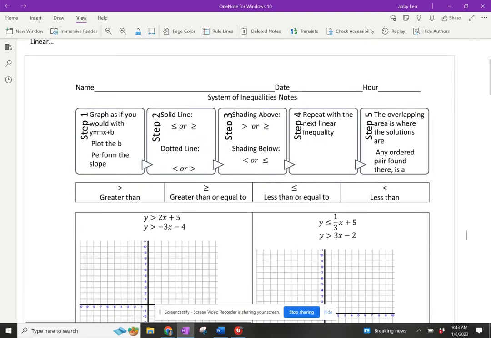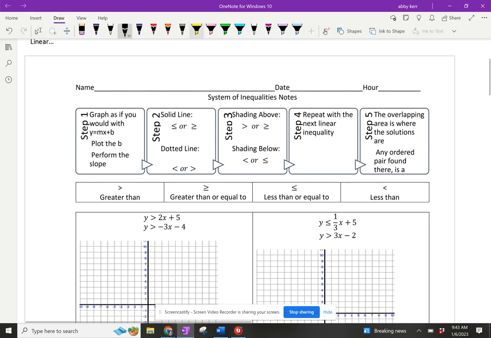Today's lesson is the last lesson of semester 1 for algebra. We will be covering system of inequality notes. So I would like you to look at your notes and see on the top we have step 1, step 2, 3, 4, and 5. These are the same as your little half sheet of paper that I gave you for bell work on one of the days before we left for winter break.